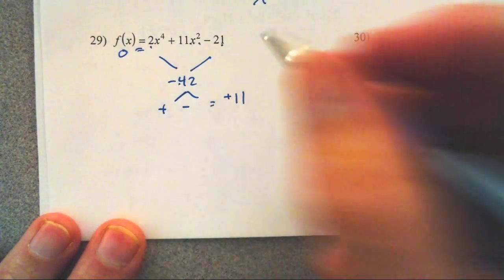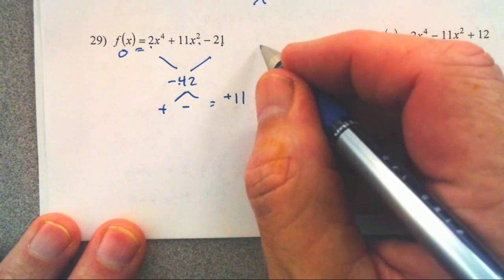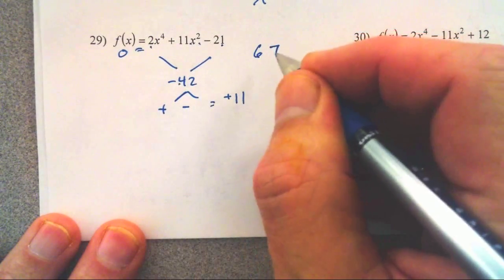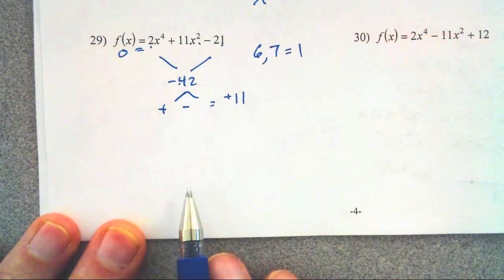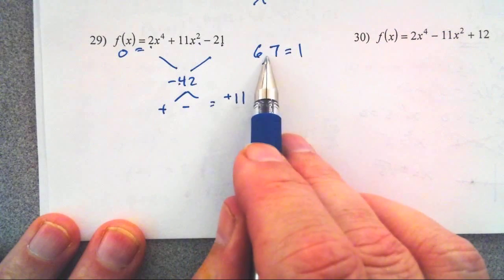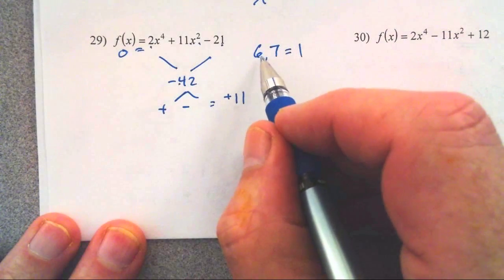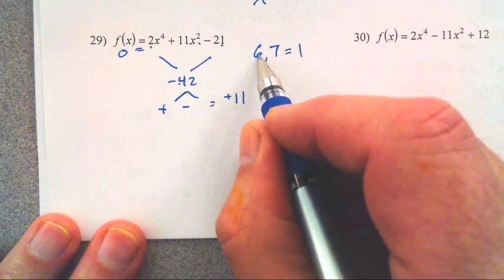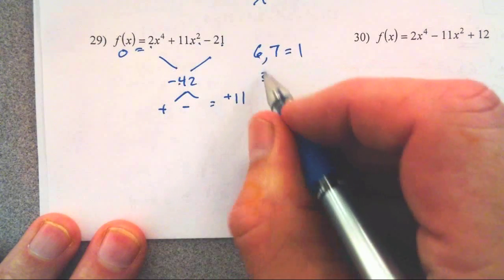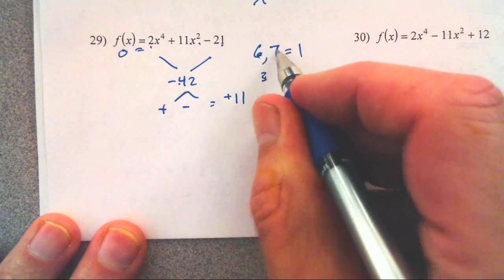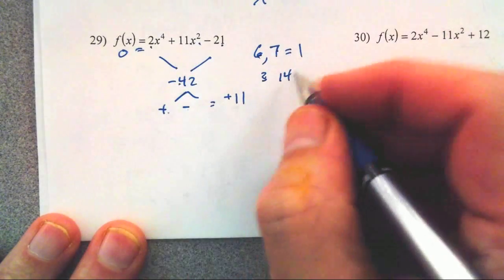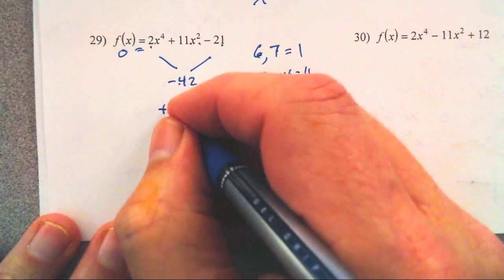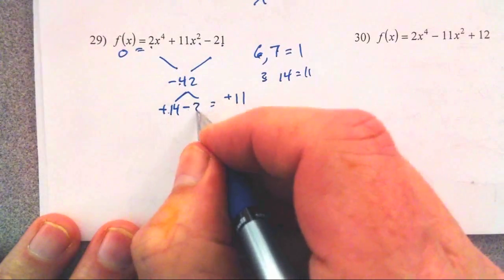So I might try 6 and 7. 6 and 7. But if one of those is positive, one of those is negative, the best I can do is get 1 out of it. So I need to get further apart. So I'm going to steal a factor of 3 from this 6. So if I get a 3, 3 times 2 is 6, 2 times 7 is 14, and if those fight, positive, negative, I can get 11. So I need a 14 and a 3.